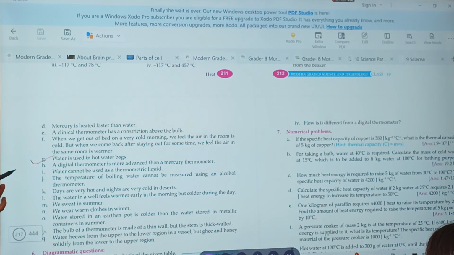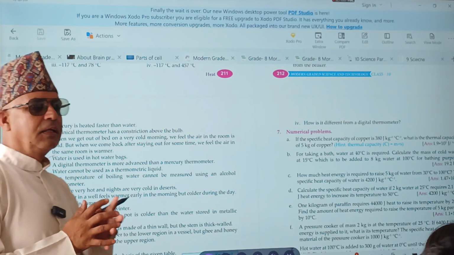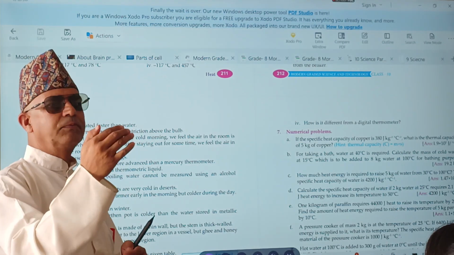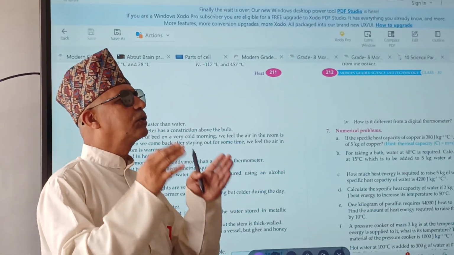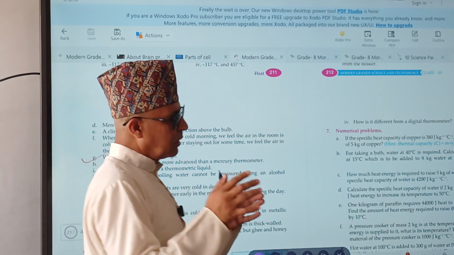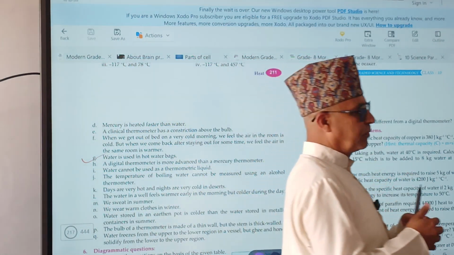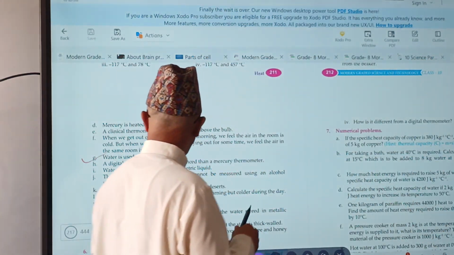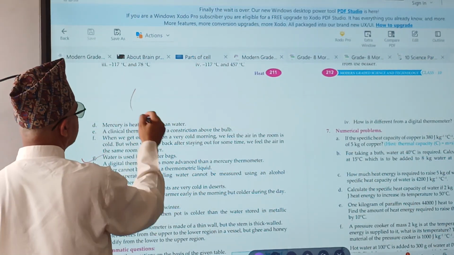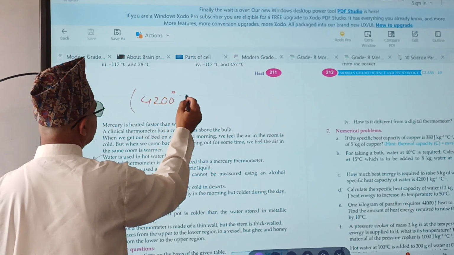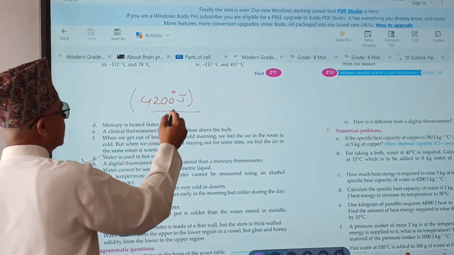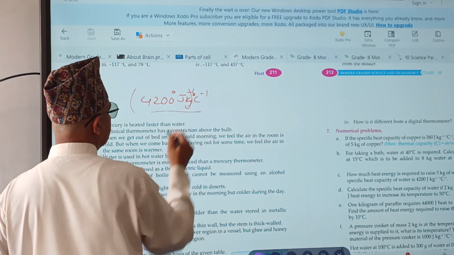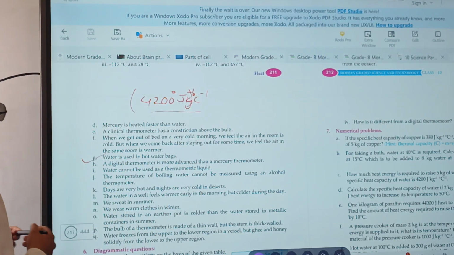Water is used in hot water bags. It has high specific heat capacity and it can give a large amount of heat when it cools down for a long period of time. Okay. So when specific heat capacity comes, inside the bracket write down 4200 joule per kg per degree centigrade. Joule kg minus 1, degree centigrade minus 1.